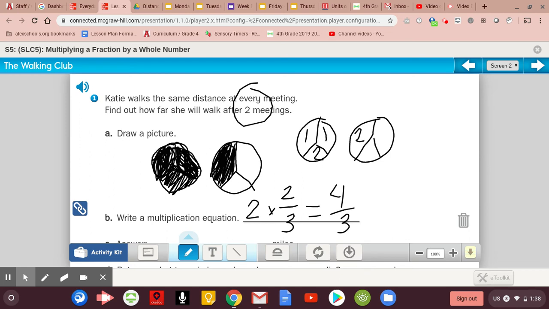And I have 4/3. Can I simplify 4/3? Yes. 4/3, 3 goes into 4 1 time. That gives me 1 whole, and I have 1/3 left over. So 1 1/3 miles. I'm going to go to my next screen here so we can see problem C.